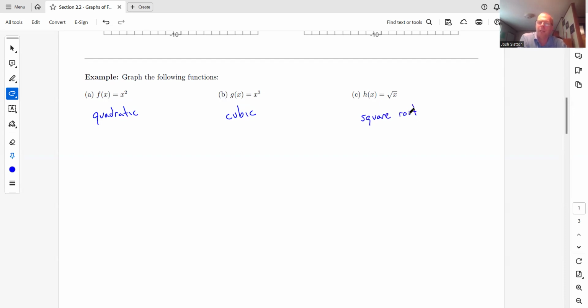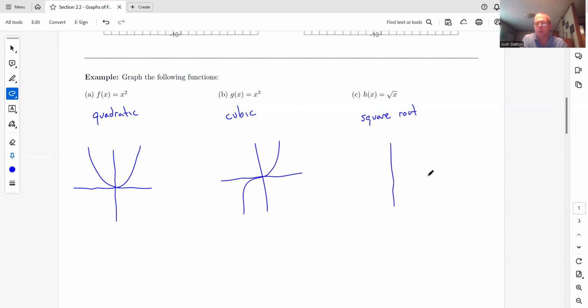And you can make a table of values. And on the homework, a lot of times they're going to have you do that. We won't do that here. But you should for sure know that the quadratic, y equals x squared, looks like this. The cubic looks like this. And the square root function looks like this.